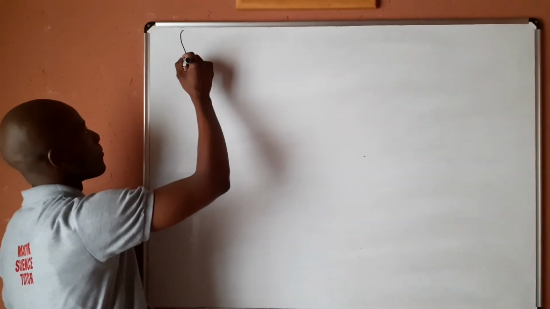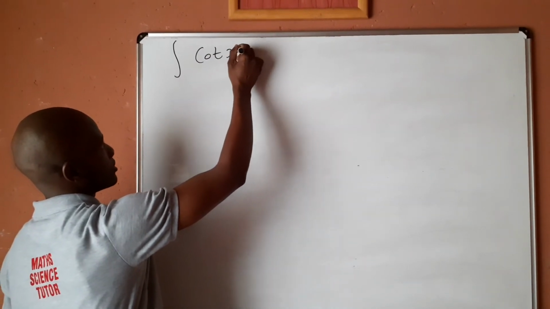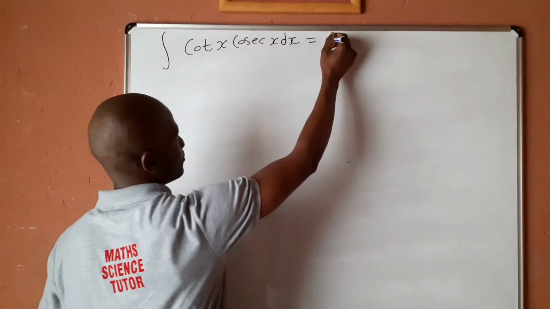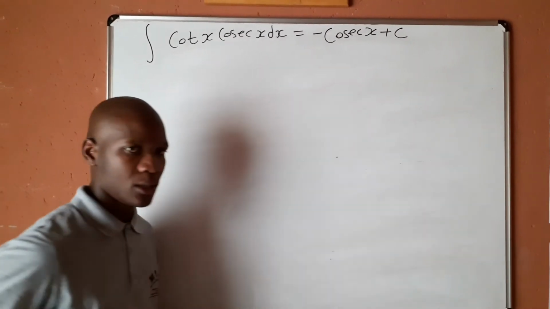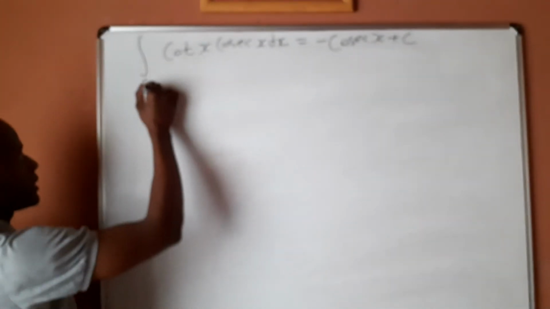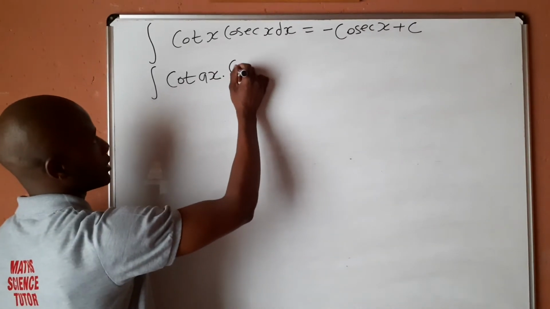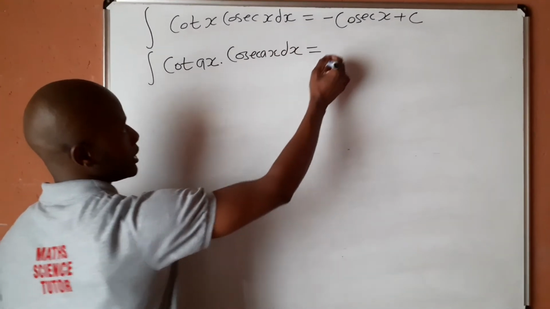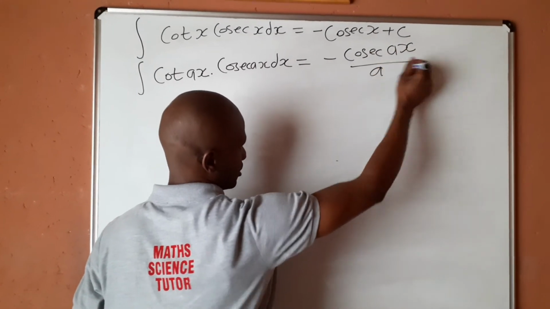Integrate. When we integrate cot x cosec x dx, it is going to be negative cosec x plus c. This formula is given on the formula sheet. Now integrate cot ax times cosec ax dx is going to be negative cosec ax divided by a plus c.